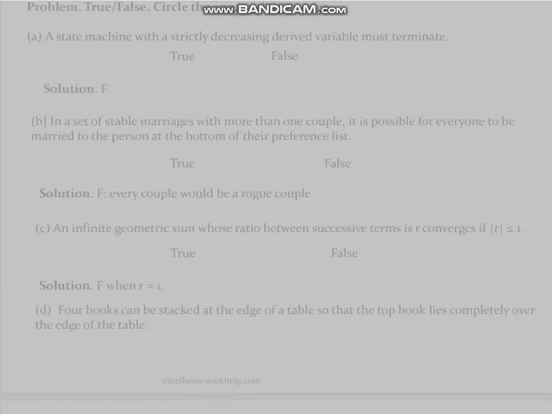Problem. True/false. Circle the appropriate answer. A. A state machine with a strictly decreasing derived variable must terminate. True/false solution. F. B. In a set of stable marriages with more than one couple, it is possible for everyone to be married to the person at the bottom of their preference list. True/false solution. F. Every couple would be a rogue couple.